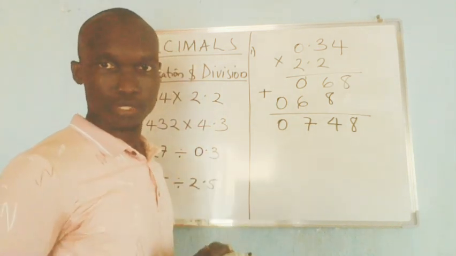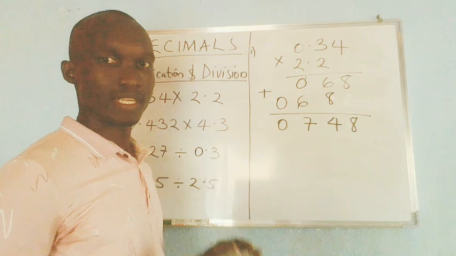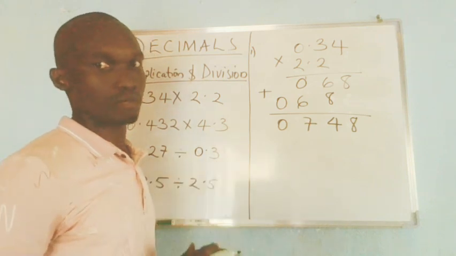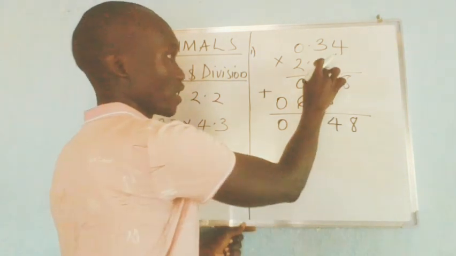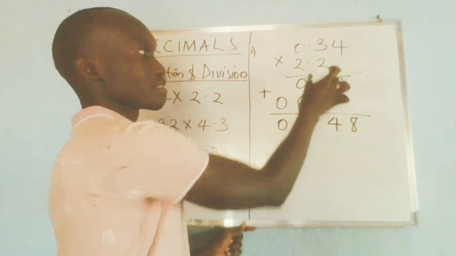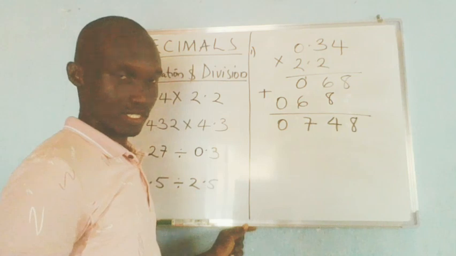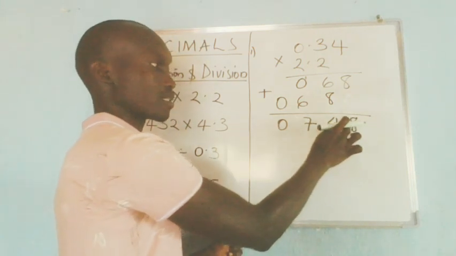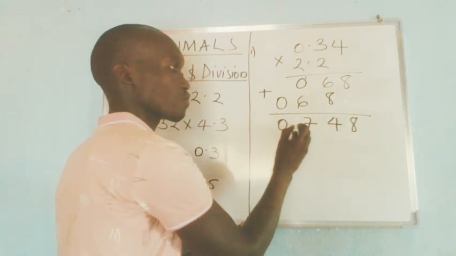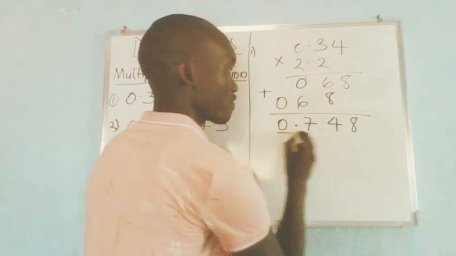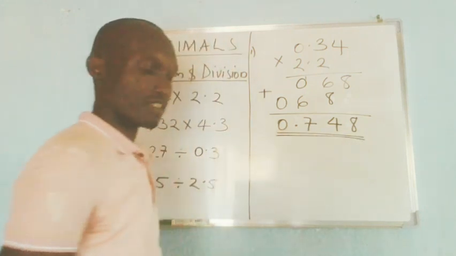Now when we're coming to put the decimal point, we count how many numbers we have after each decimal point. 1, 2, 3. These 3 numbers are the only numbers which are after these 2 decimal points. So we count from here. 1, 2, 3. This is where we put our decimal point. So our final answer will be 0.748.